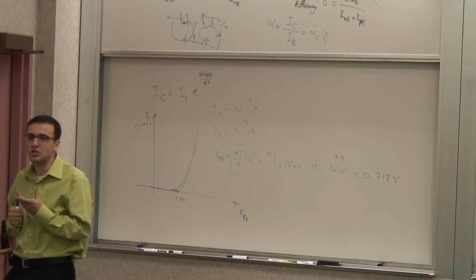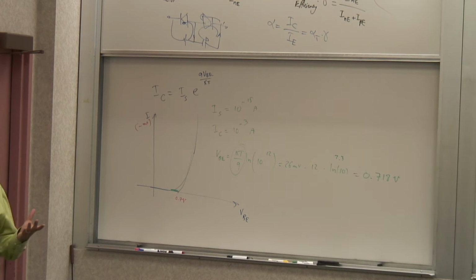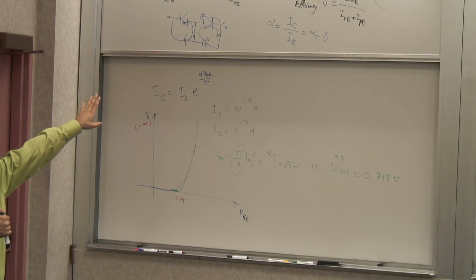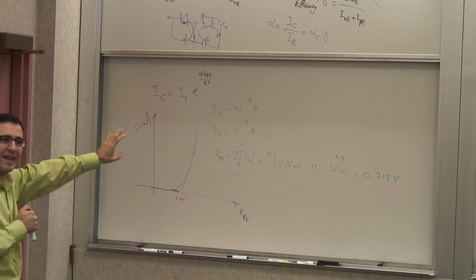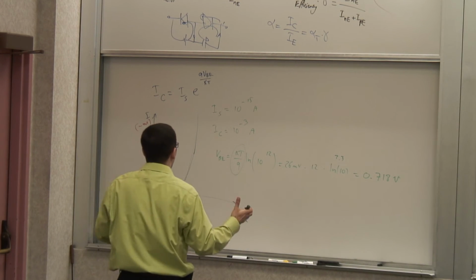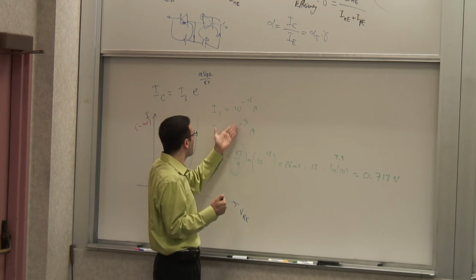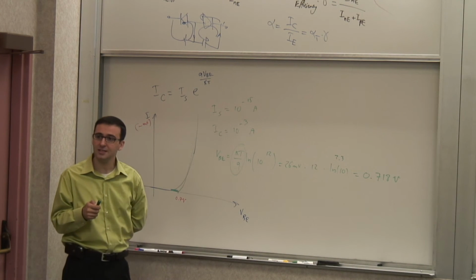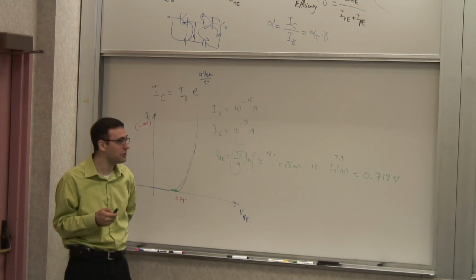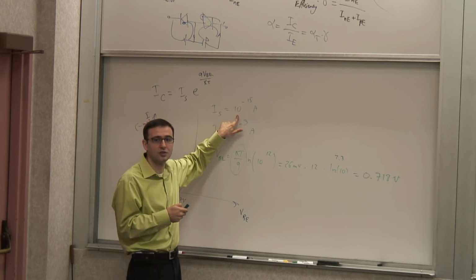So there's nothing magical about 0.6 or 0.7. It has nothing to do with the built-in potential either, psi naught. It's just a byproduct of the fact that the numbers are in these orders of magnitude. Now, for a germanium transistor, actually your Is is larger.